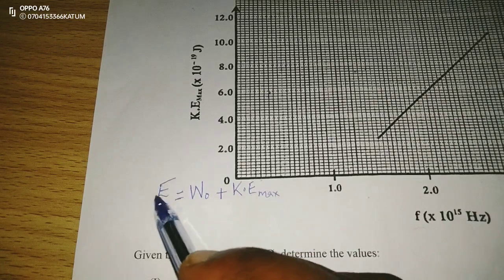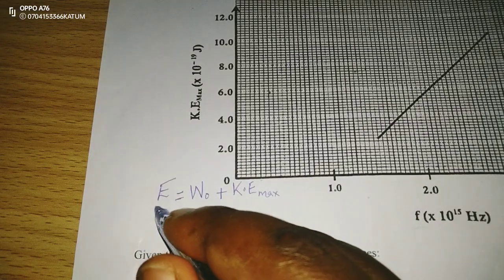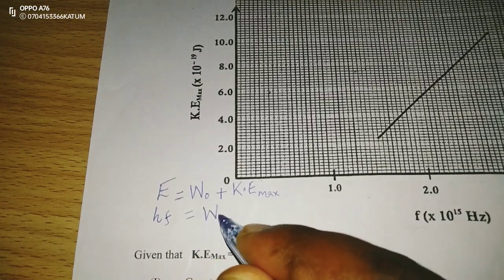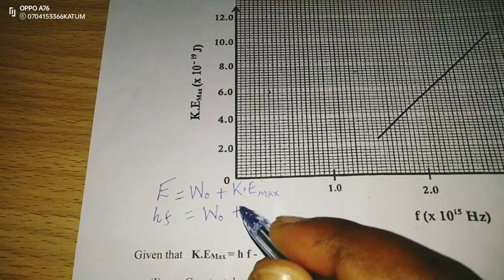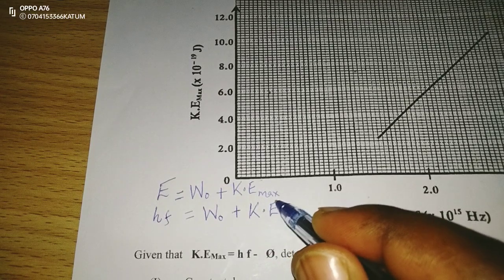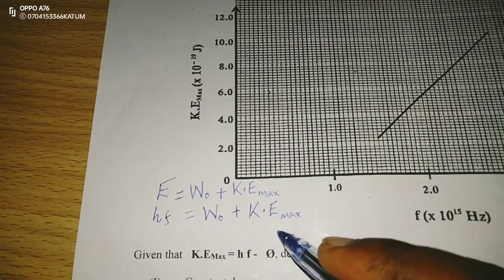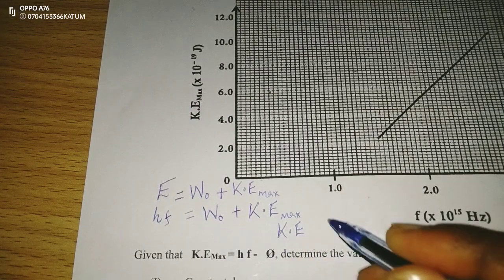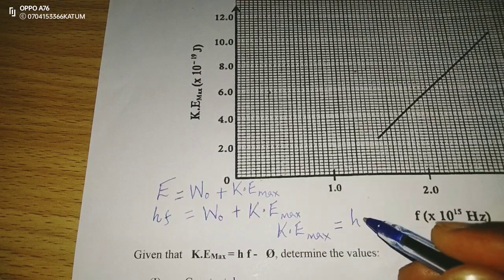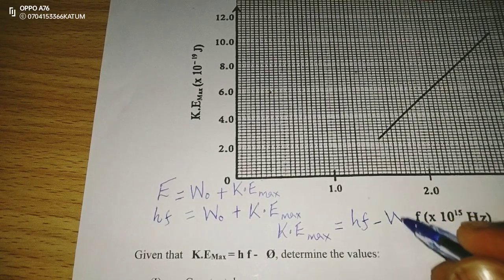Remember, the total energy which is getting split is given by HF. So this is equivalent to work function, minimum energy, plus kinetic energy, maximum. So if we rearrange to begin with kinetic energy, maximum, this one will be given by the total energy, HF, minus the work function.